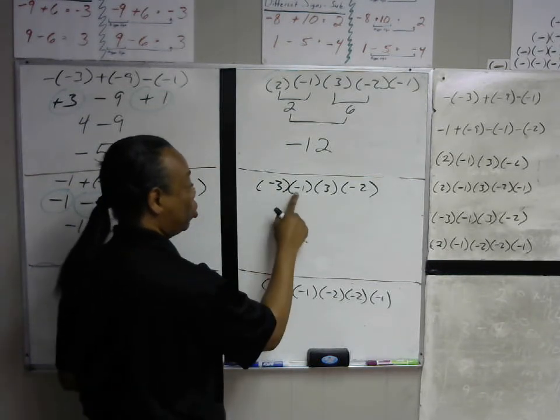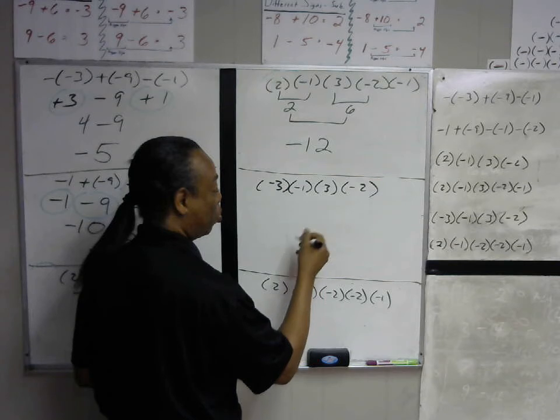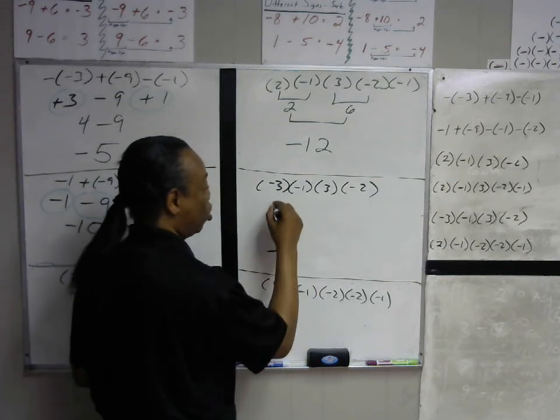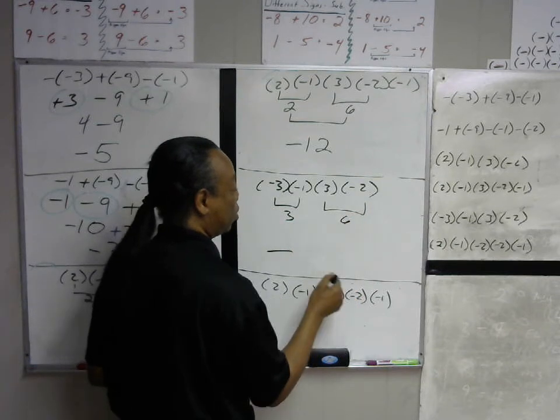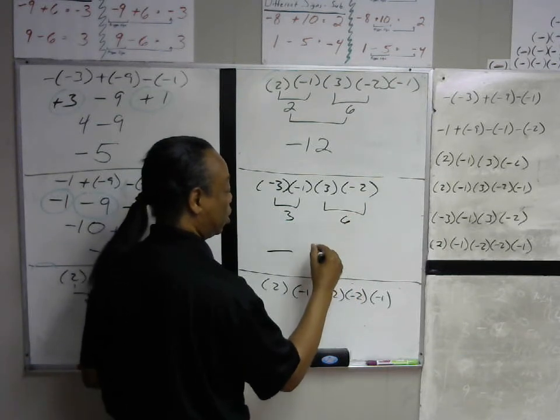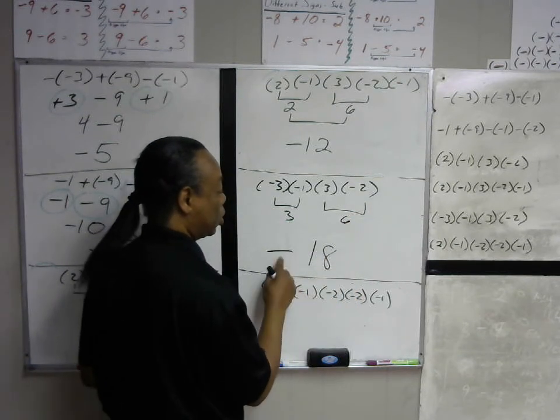Here we have 1, 2, 3 negatives. So this answer will be negative. 3 times 1 is 3. 3 times 2 is 6. And 3 times 6 will be 18. So the answer is negative 18.